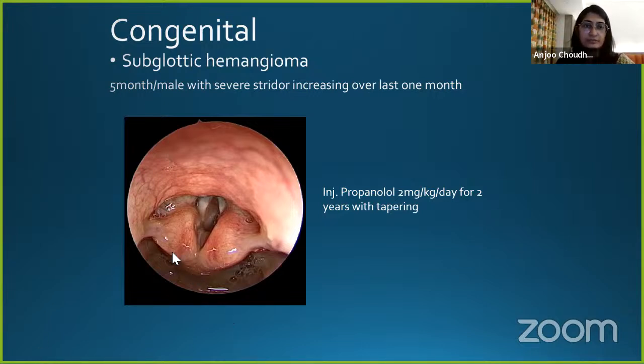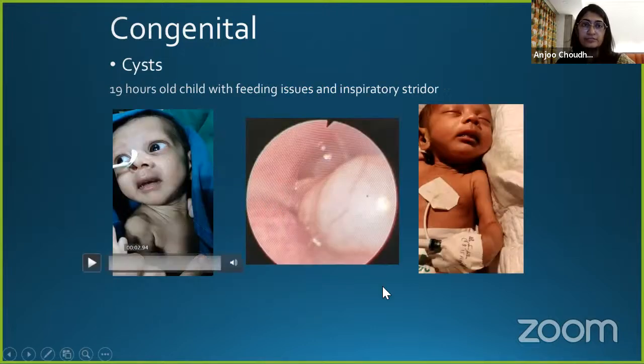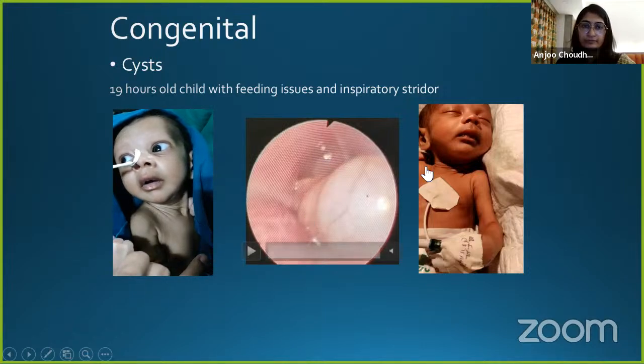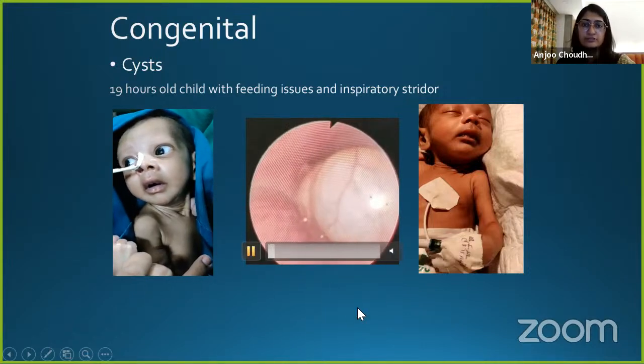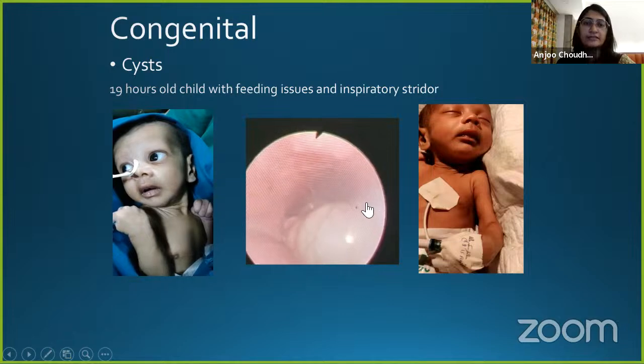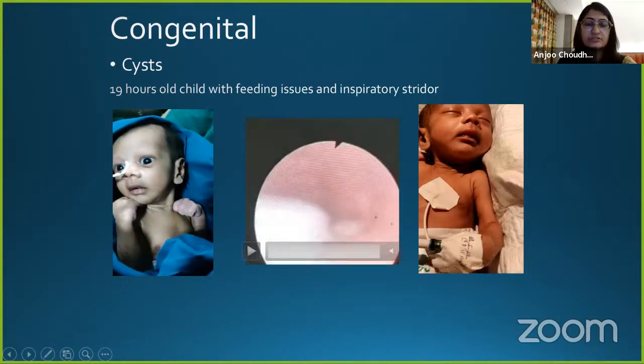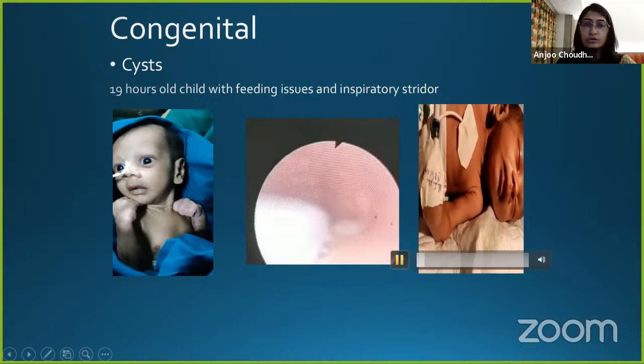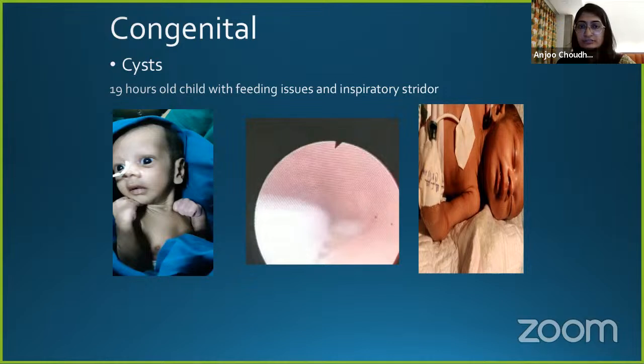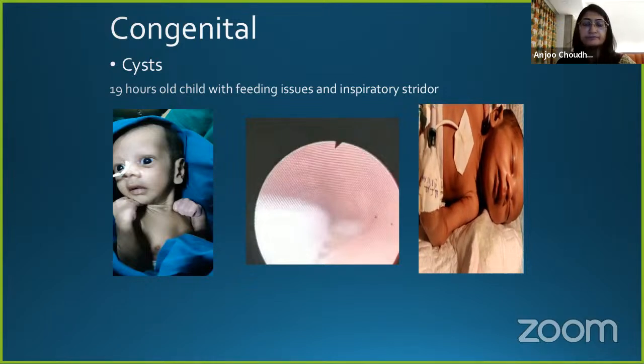We have certain cysts presenting like these. So the child is presenting immediately after birth. On endoscopy, this is a large valvular cyst. So the treatment of this valvular cyst is simply marsupialization or just uncapping the cyst and removing all the fluid. And immediately after the procedure, the child remains stable, can eat well, and there is no stridor. So all these can be presenting features in the early neonatal period.